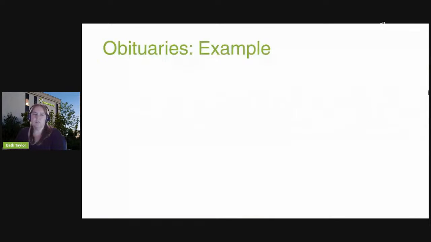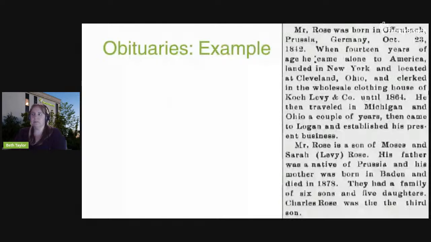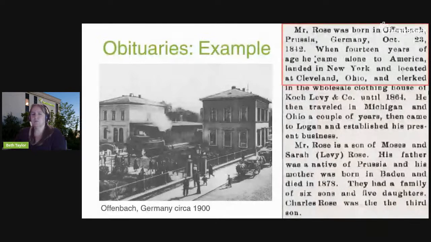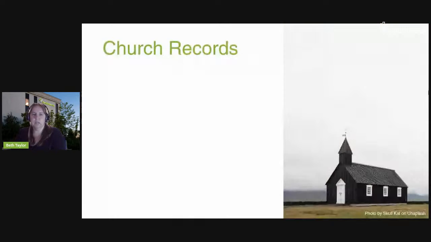You also want to look for obituaries. Good obituaries are going to give you a lot of detail. This is an obituary where it says Mr. Rose was born in Offenbach, Prussia, Germany, October 23rd, 1842. When he was 14 years of age, he came alone to America and landed in New York. So that gives you at least a sense of when he immigrated, and you can start looking for passenger lists. And you also have a town of birth just from this wonderful obituary.